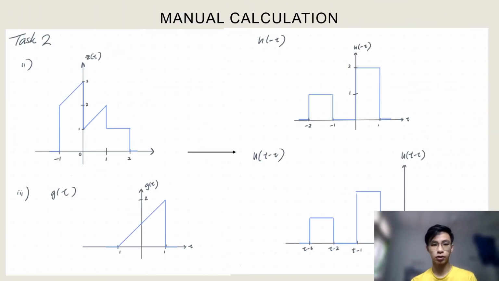For the second question, we need to sum up both the signals. The addition of g(t) and h(t) will generate the output as shown here, z(t).